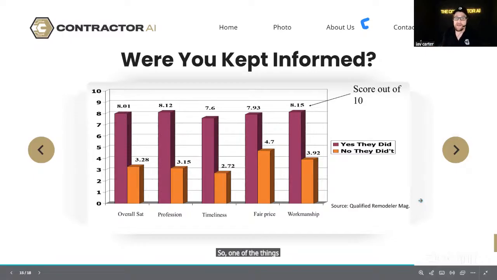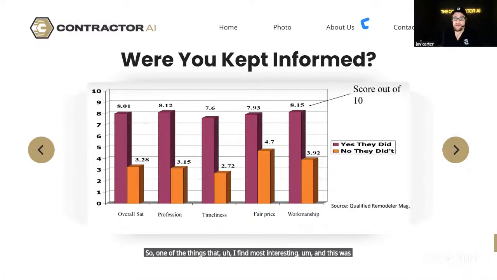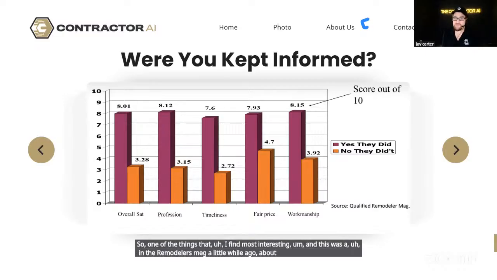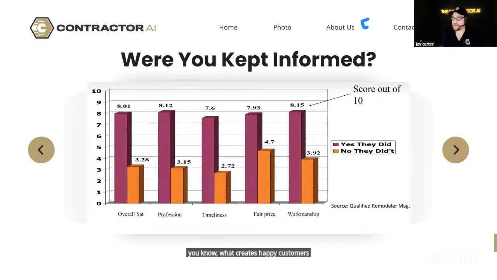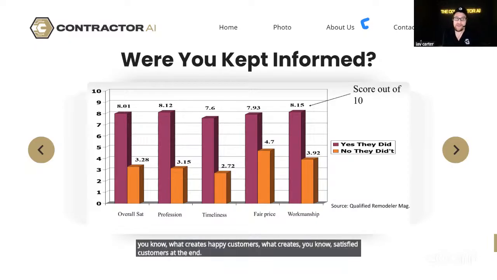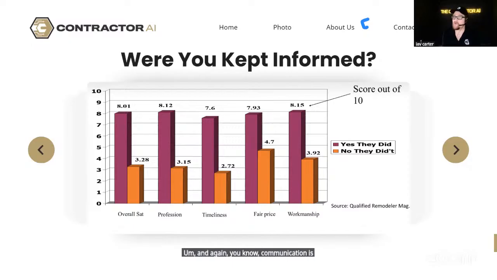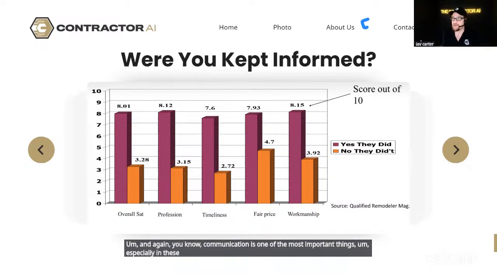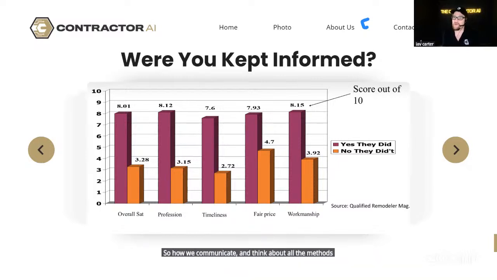So one of the things that I find most interesting, and this was in Remodelers Mag a little while ago, is what creates happy, satisfied customers at the end. And again, communication is one of the most important things, especially in these projects. Think about all the methods and ways that we can communicate nowadays. In JobTread, we can send direct messages, we can text. It always strikes me as odd that we have multiple ways to communicate, our phone, our text, all these methods, but still probably one of the highest customer complaints is communication. Why is that? And what are you doing to stop it?